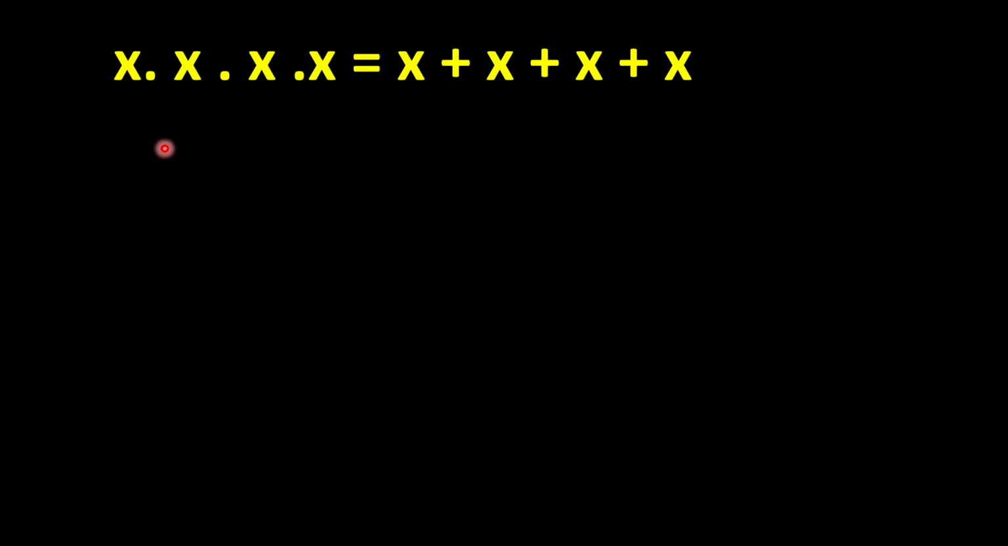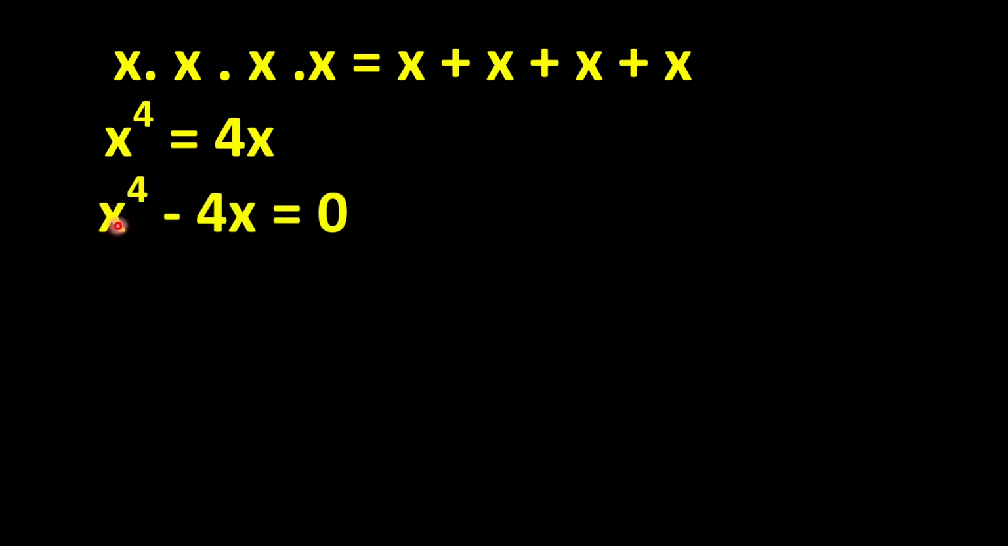Today we have this question to solve: x into x into x into x equal to x plus x plus x plus x. So let's start the solution of this question. First of all we will multiply this x 4 times, so it will become x power 4, and when we add x 4 times, it is equal to 4x. So now we will send this 4x to the other side of the equation, so it will become x power 4 minus 4x equal to 0.